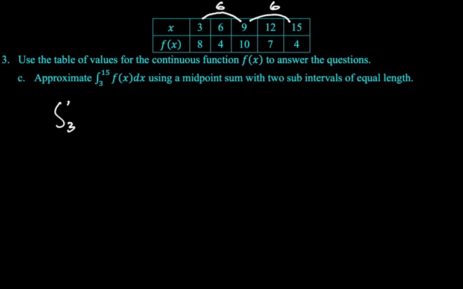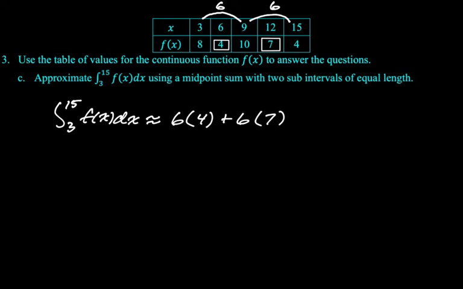So our integral is approximately equal to, we're just doing rectangles again, right? So it's going to be 6. And then at the midpoint, so from 3 to 9, the midpoint is x equals 6. At x equals 6, the height is 4. So times 4 plus another 6. And then the midpoint of 9 and 15 is 12. At x equals 12, the height is 7. So times 7. And then we have 24 plus 42. So we get 66 here.